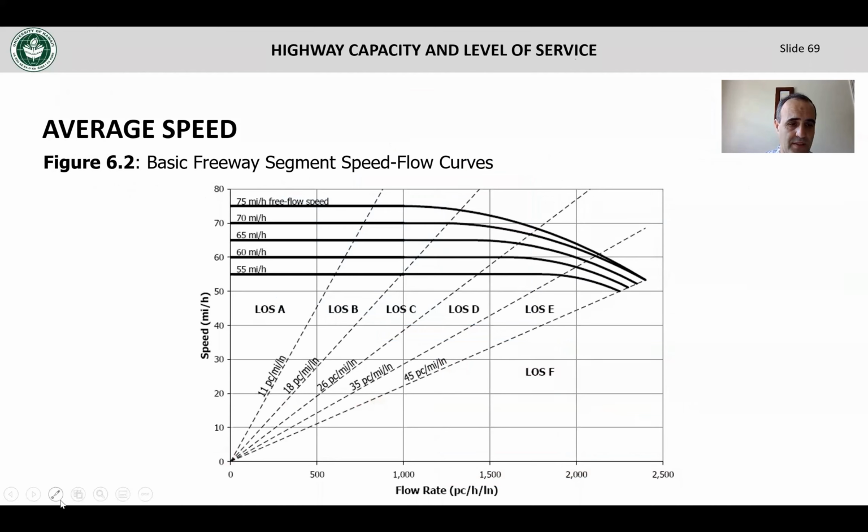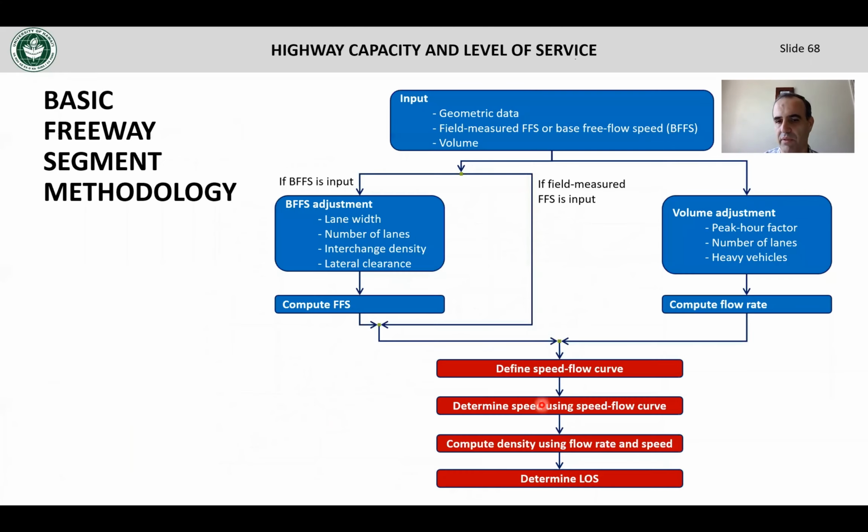Basically, what that is saying, once we know the volume, let's pick 2000, an easy value for me. And let's say we're working with the 70 miles per hour speed flow curve. That means that if I move up, that's slightly less than 60. You guys can see that that point, it's almost 60. Okay, so that's what it means here. Determine the speed using the speed flow curve.